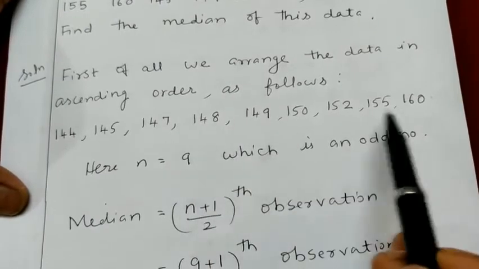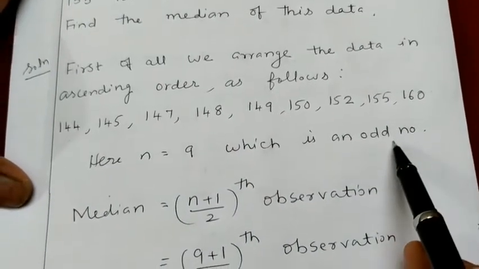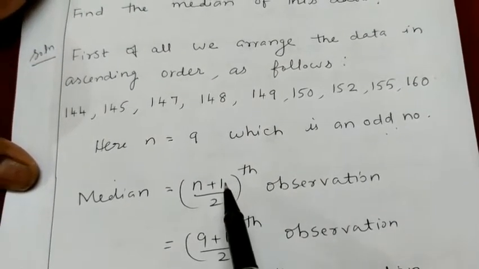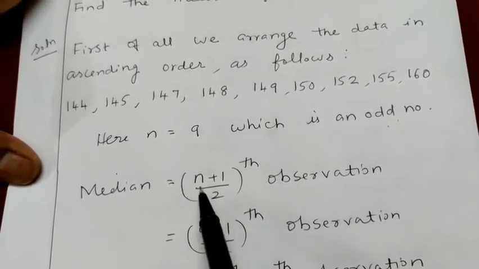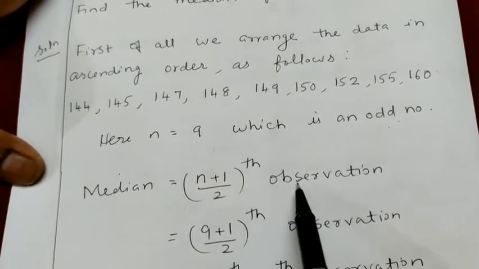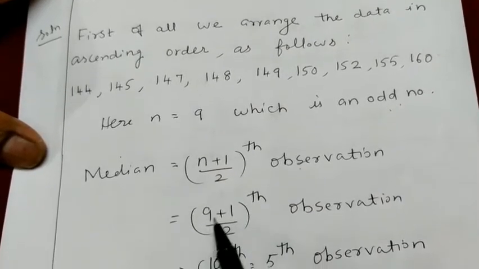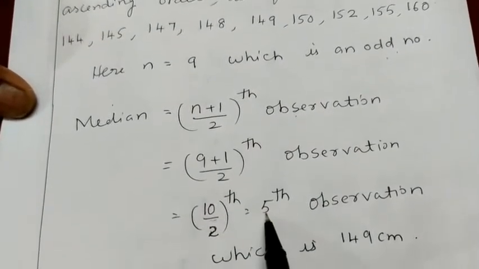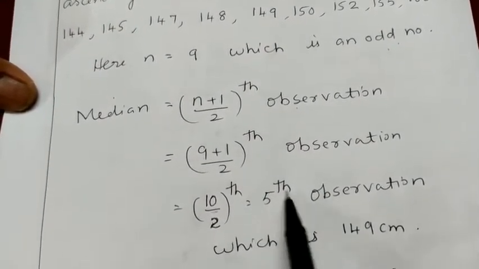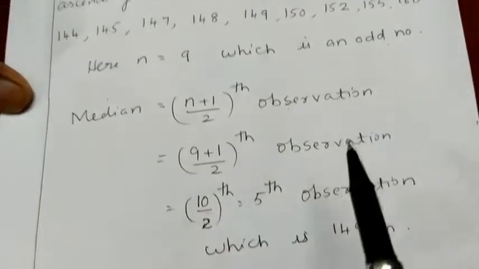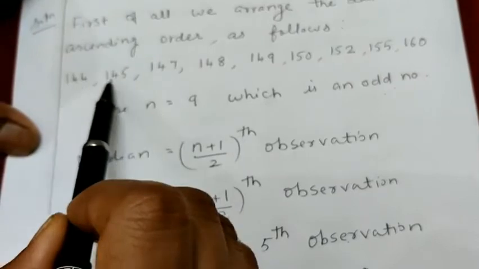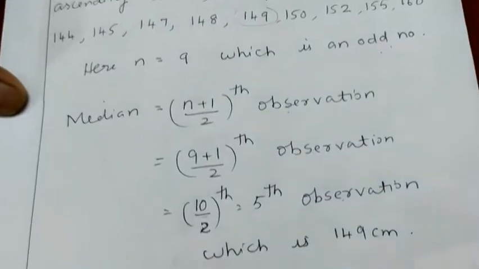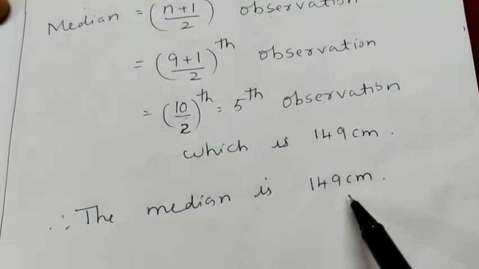Here the number of observations is equal to 9, which is an odd number. If it is an odd number, for finding the median we have to use this formula, (n plus 1) by 2th observation. Here n is equal to 9. So (9 plus 1) divided by 2th observation, that is equal to 10 by 2th observation. 10 by 2 is equal to 5. That is, the 5th observation we have to find out. So let's check which is the 5th observation. So 1, 2, 3, 4, 5. So this is the 5th observation. So this is the median here, that is 149 centimeters.